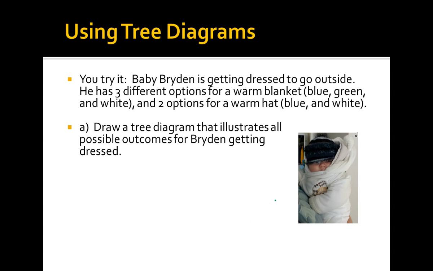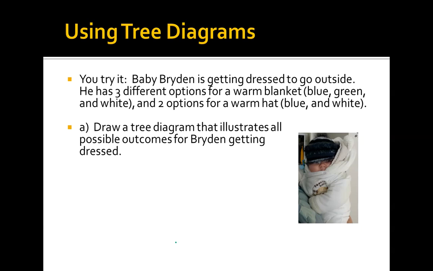All right, so I want you guys to try this one. Maybe pause the video and give these 3 questions a try. Unpause when you want to take it up. Baby Bryden is getting dressed to go outside, and he has 3 different options for a blanket: blue, green, and white, and only 2 options for a warm hat: blue and white. So it's unlike the coin question, because here there's 3 options for his blanket, not just 2. So I want you guys to try drawing a tree diagram that illustrates these outcomes. Give it a try, see what you come up with, and unpause the video when you want to check it out.